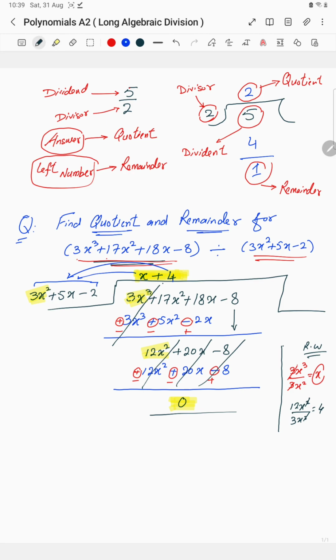So it means we have finalized that the quotient becomes x plus 4 and the remainder is nothing left, so it means 0. Whenever the remainder is 0, you need to note it. Whenever the remainder is 0, it means the divisor is a factor of the dividend.